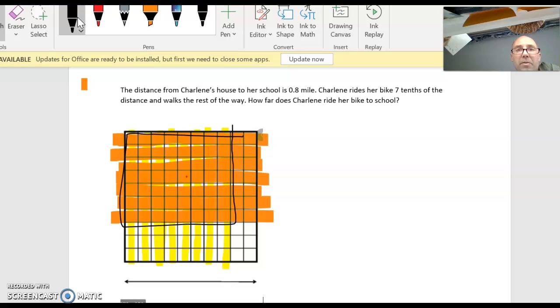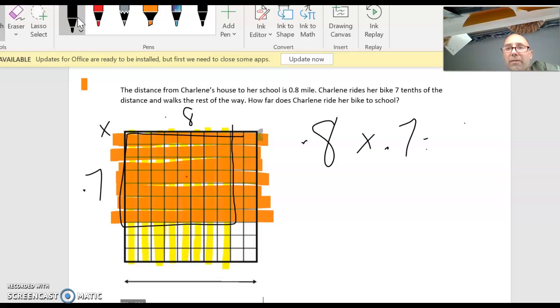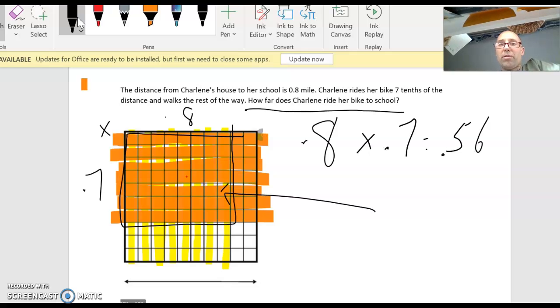Okay? So we went 8/10ths times 7/10ths. And we know when we multiply 8/10ths times 7/10ths, we get 56/100ths. And we know what's inside that box right there is 56/100ths. That's how far she rode her bike to school.